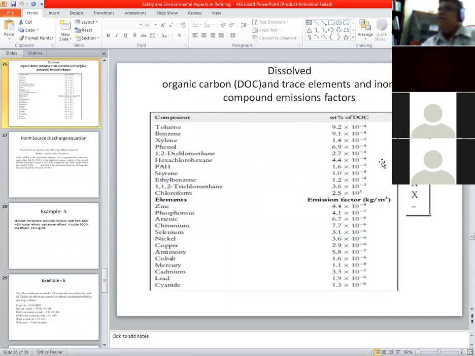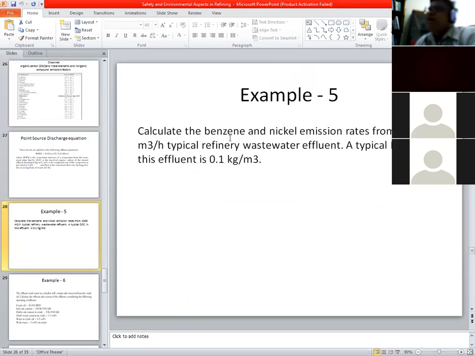See here again, one more very short, simple example. I will not go through that, just for your reference, you can check your textbook. You have to refer to this table. See here, components toluene, benzene, weight percentage of DOC. As I told you, DOC stands for dissolved organic carbon, very fine carbon, 0.2 to 0.7 micrometer. The weight percentage is given, emission factors are also given. By referring to this table, you can do this calculation.